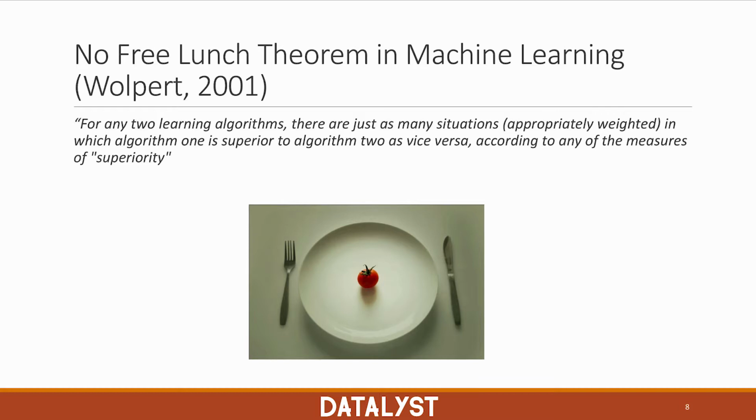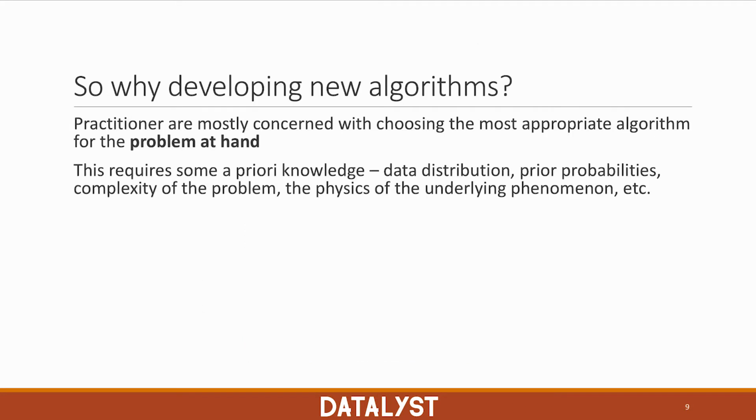So Wolpert in 2001 came up with the no-free-lunch theorem. This says that for any two learning algorithms, there are just as many situations in which algorithm 1 is superior to algorithm 2 and vice versa, according to any measures of superiority. So according to Wolpert, when we try to choose an algorithm, we're a little bit doomed because there's no notion of an algorithm that is the best. What Wolpert is saying is that one algorithm might be good in problems A, B, and C, and then algorithm 2 will be good in some other problems. So there's no guarantee as to which algorithm is the best one.